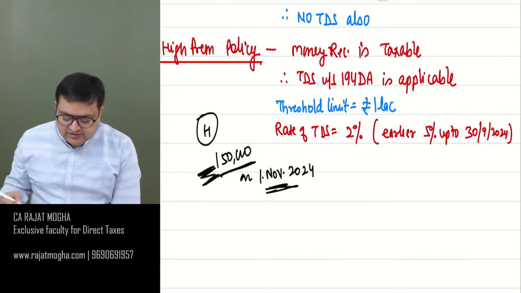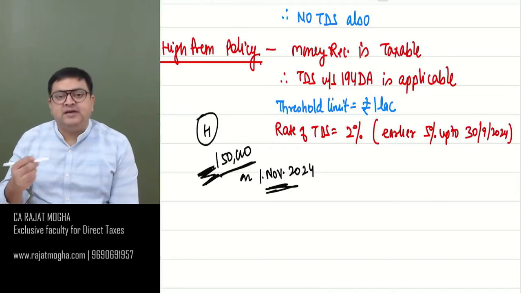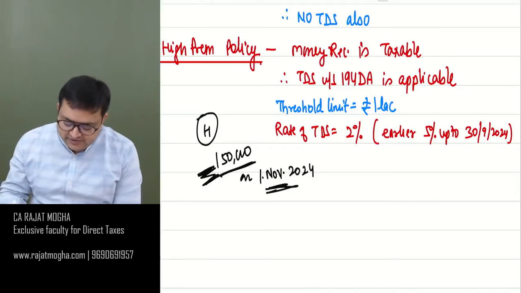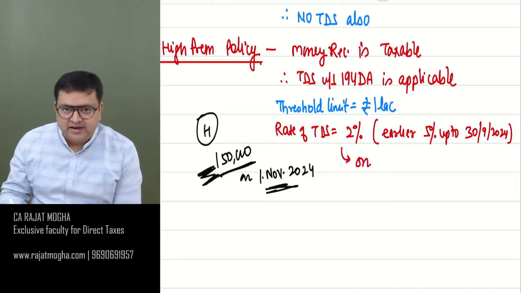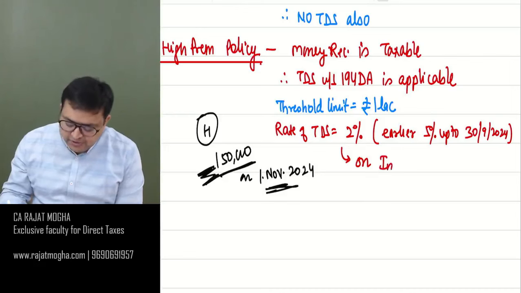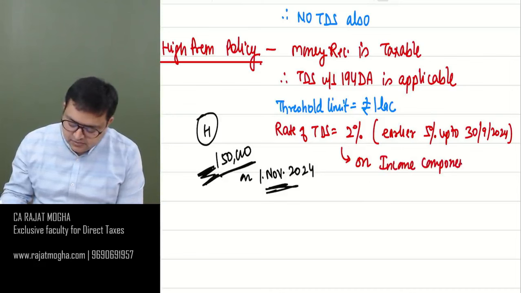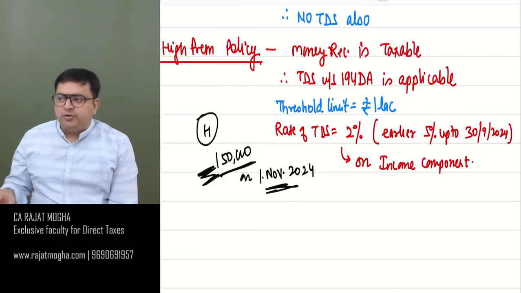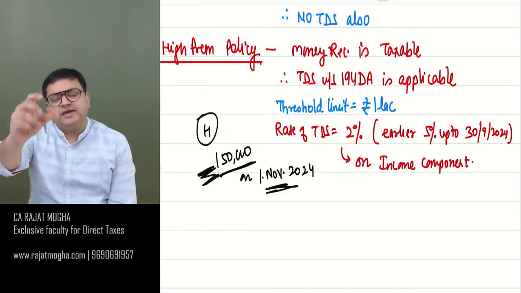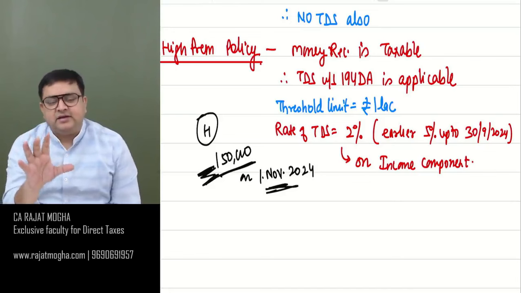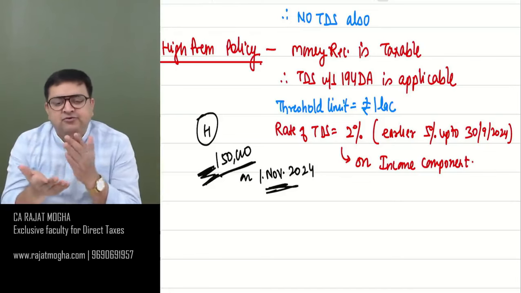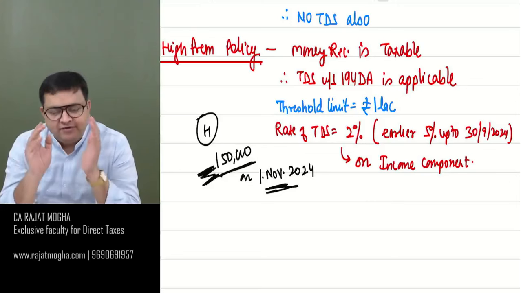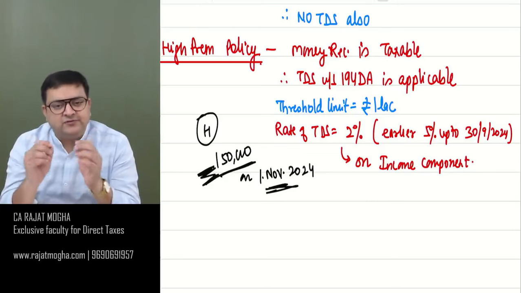Now, this 2% is applicable on the income component. This 2% or 5% is applicable, write this, what I am writing in red pen, on income component. What is income component? Income component is how much your income is. See, let's say, why I'm giving you the money? Because you must have paid premium also. You have taken this policy for 2 years, 3 years, 4 years, 5 years, whatever it is. You must have paid premium also.